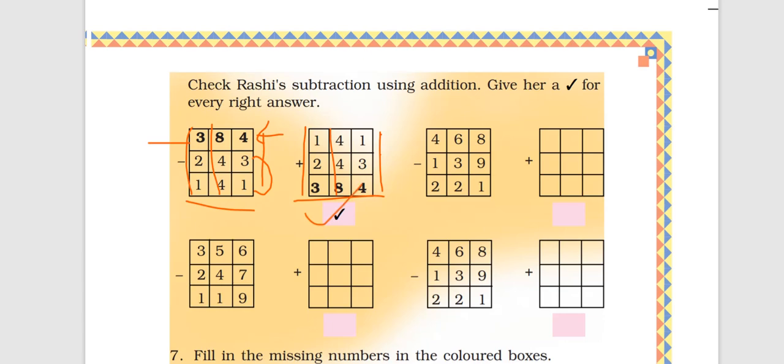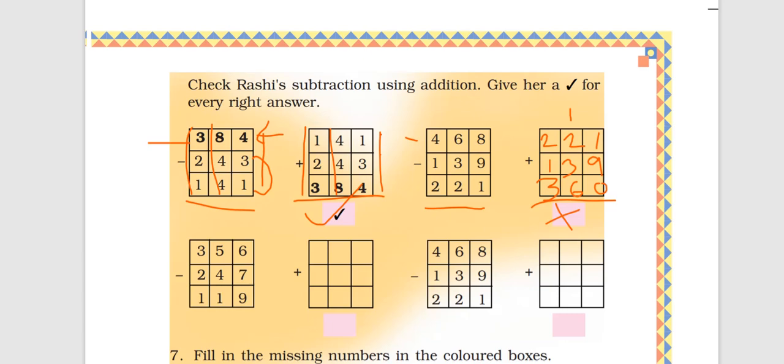Next one is 468 minus 139. What she's saying is she got 221. Let's see if we also get the same thing. Let's write 2, 2, 1, 1, 3, 9. 9 plus 1 is 10. Let's put the 0 in the ones column and carry the 1 ten. 3 plus 2 plus 1 gives me 6. 2 plus 1 gives me 3. So we should get 360, but Rashi got 468. So I will put a cross mark. She did not get that answer right.